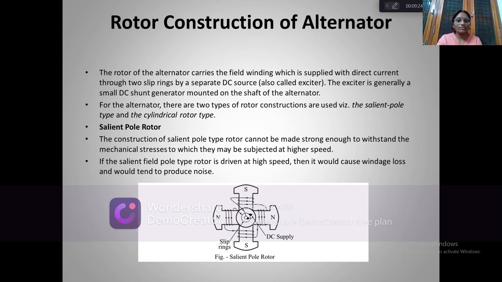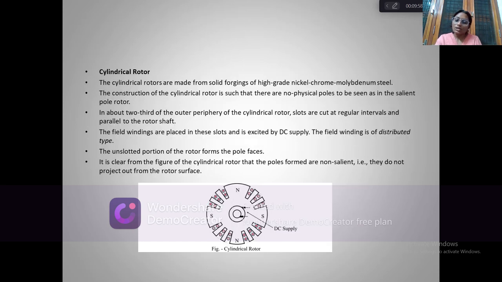One is the salient pole rotor, and the other one is the cylindrical rotor type. First, we'll know about the salient pole rotor. The construction of the salient pole rotor type cannot be made strong enough to withstand the mechanical stresses to which it may be subjected at higher speed. If the salient field pole type rotor is driven at a high speed, it would cause windage loss and would tend to produce noise.